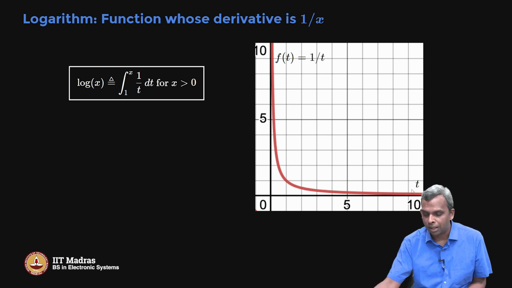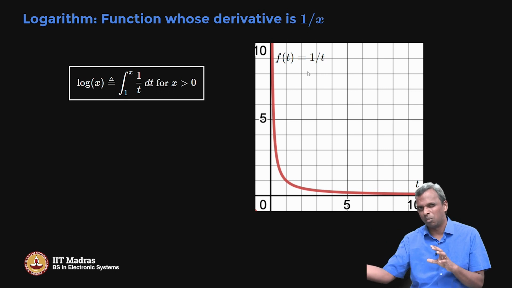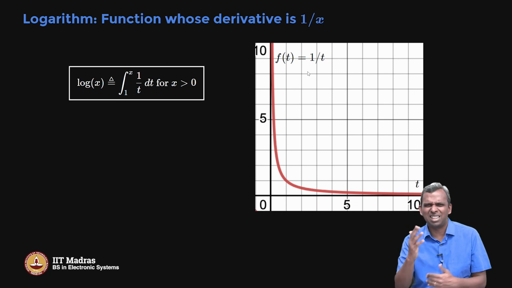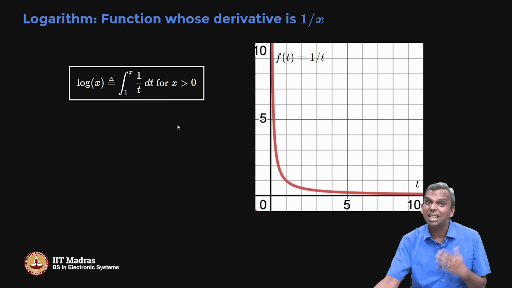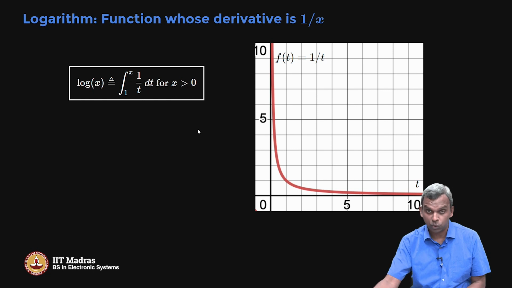My f of t equals 1 by t is continuous and nice for t positive. If I go across 0, I get into trouble, because then I have an infinite limit and it will get ugly; it becomes unbounded. So it is good to do this restriction. Now let us see some properties of this. It's important to see this definition and understand its properties. You will see this function log x has tremendously useful properties.